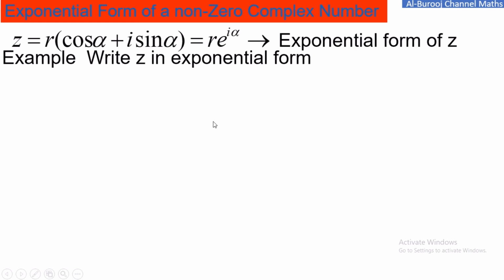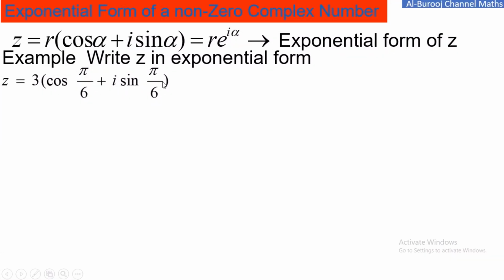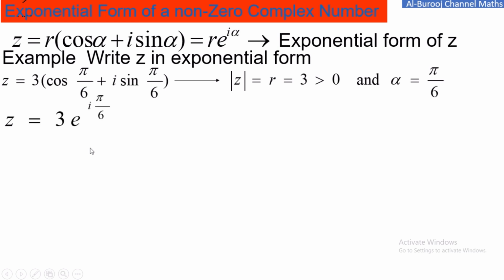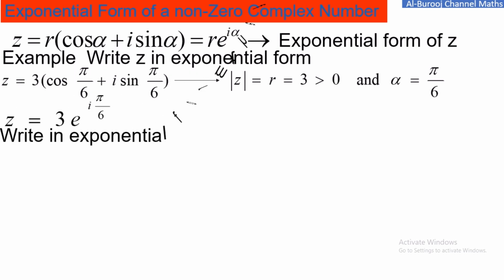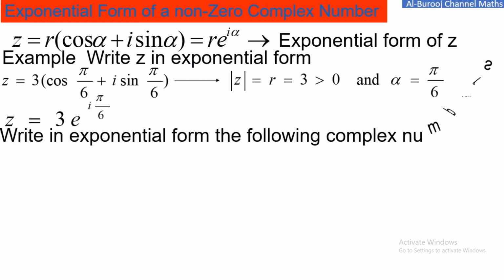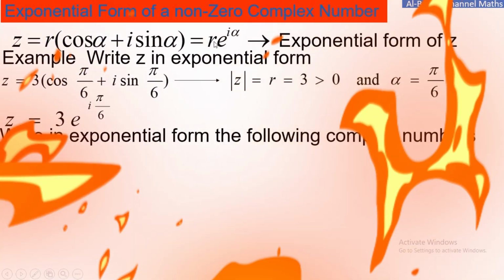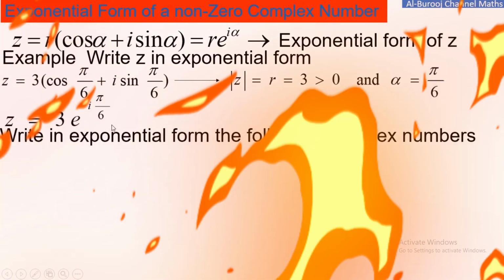Write that in exponential form. Z equals 3 times cosine pi by 6 plus i sine pi by 6. This is the trigonometric form of a complex number. Then this Z is written as 3 e^(i pi by 6). When the complex number is written in trigonometric form, here we have the modulus and here we have the argument. So we write it as R e^(i alpha).